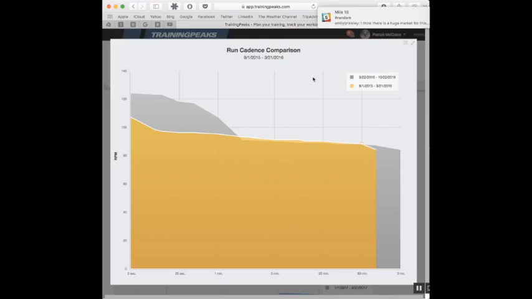Okay, so there we go. That is your run cadence chart comparison and all of your charts for you there.